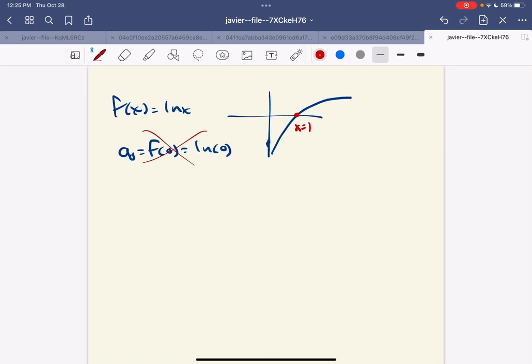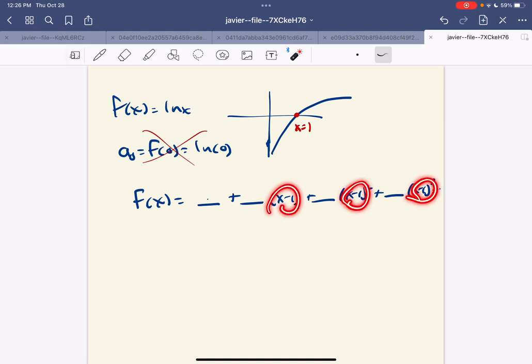For that, it's going to be almost the same as before, but slightly different. So it's going to look like this. We're going to imagine that f of x is equal to something plus something times x minus 1, because the expansion is going to be shifted to the right one, plus something times x minus 1 squared, plus something times x minus 1 to the third, and so on and so forth. So this is almost the same expansion, except everywhere instead of having x, you have x minus 1, causing the shift to go one to the right.